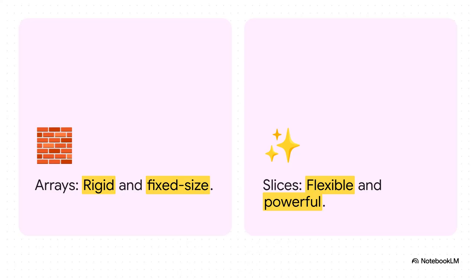To really get why slices are so brilliant, you first got to look at the problem they were built to solve. Arrays in Go, well, they're rigid. You pick a size, and that's it, you're stuck with it. They can be a real pain to pass around. And that's where slices come in. They are the solution. They're flexible, they feel dynamic, and they are just incredibly powerful.